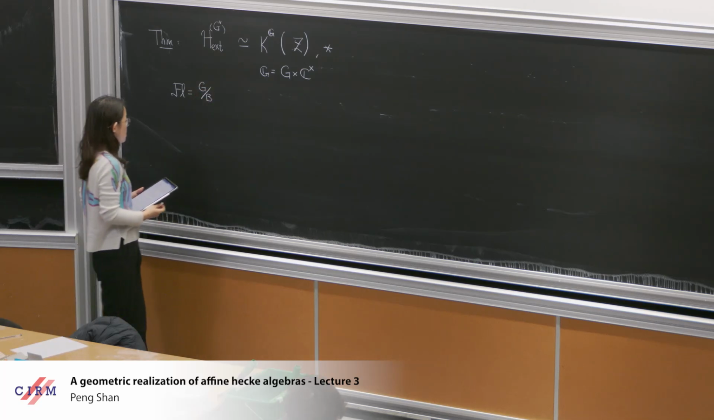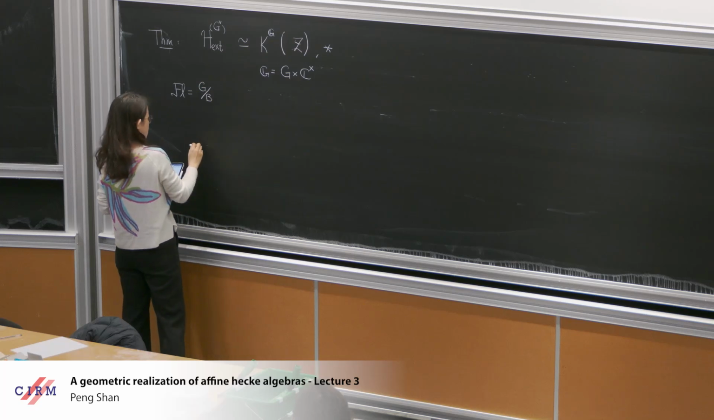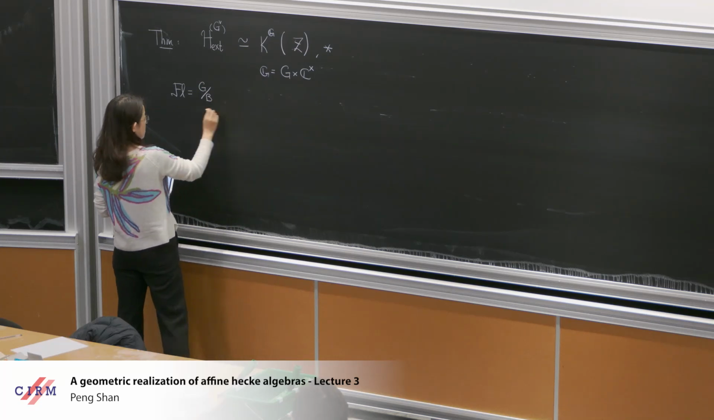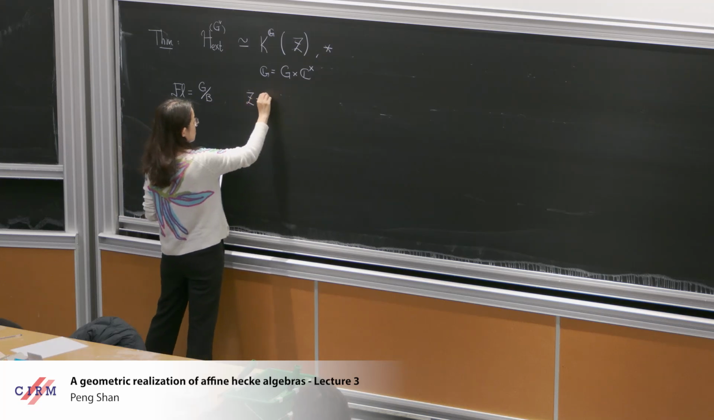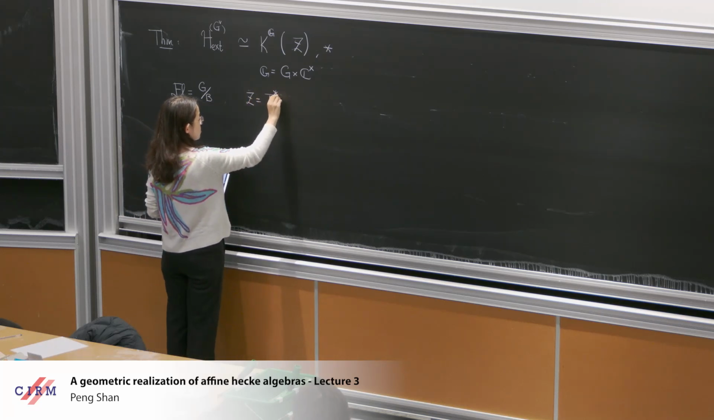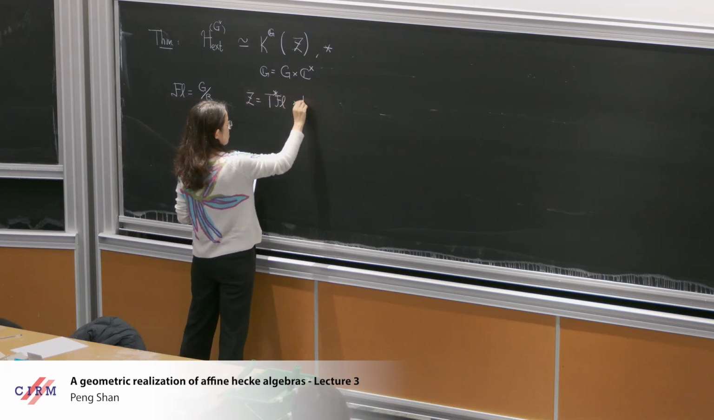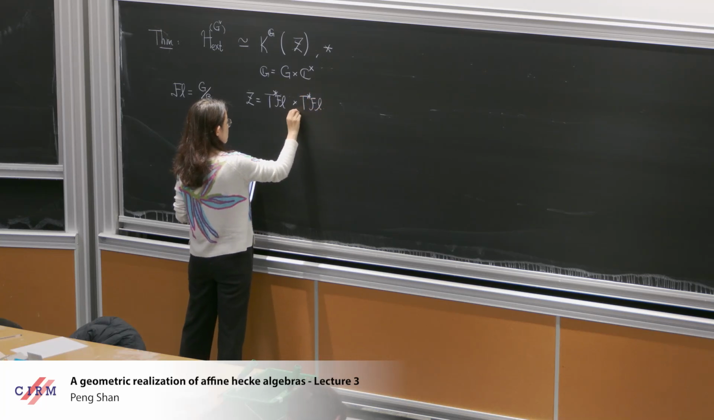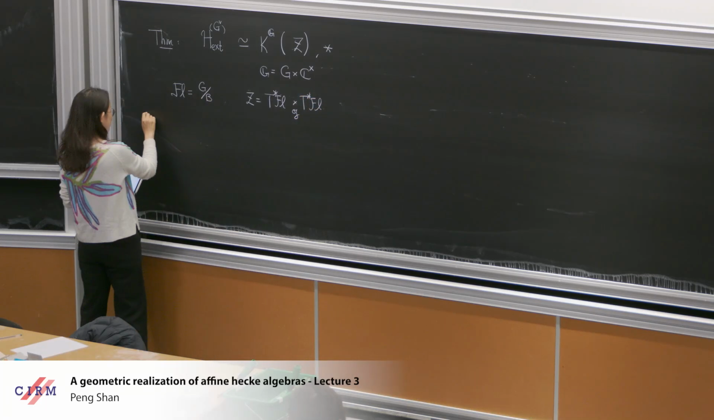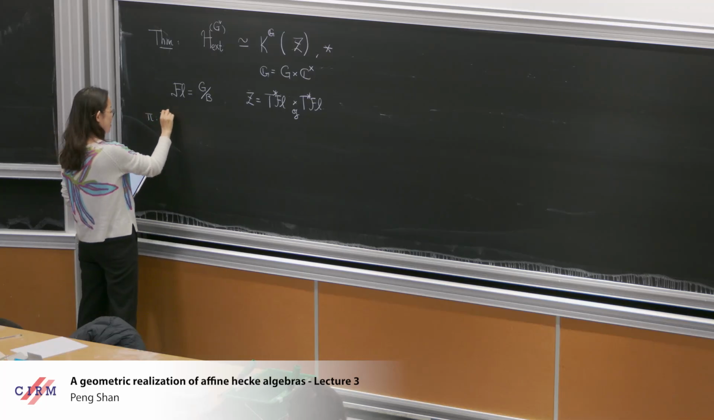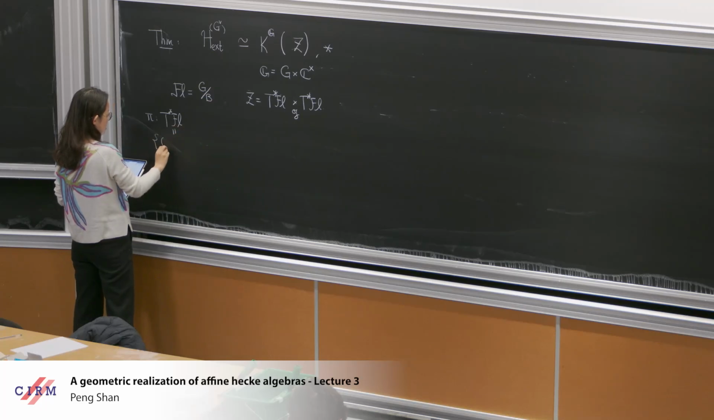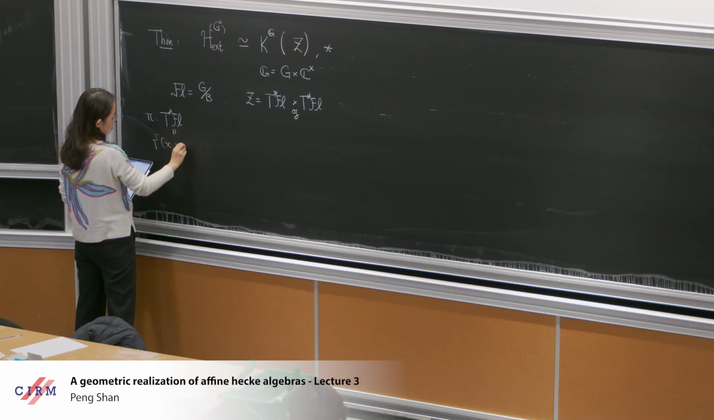And then the Steinberg variety is T star of flag times T star of flag with the map to G. So maybe I recall everything. So T star of flag, this map can be identified with elements of such a pair.